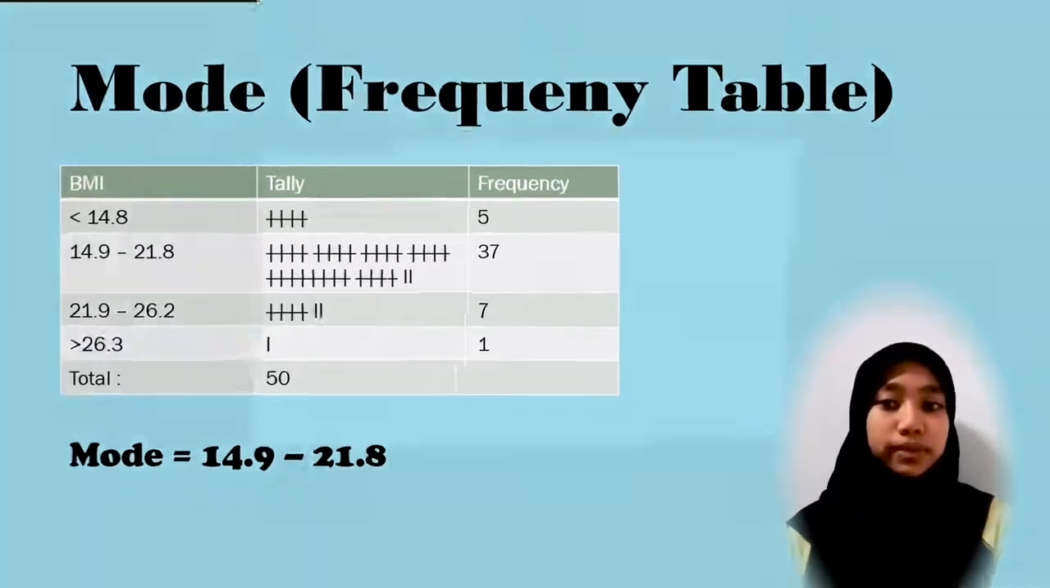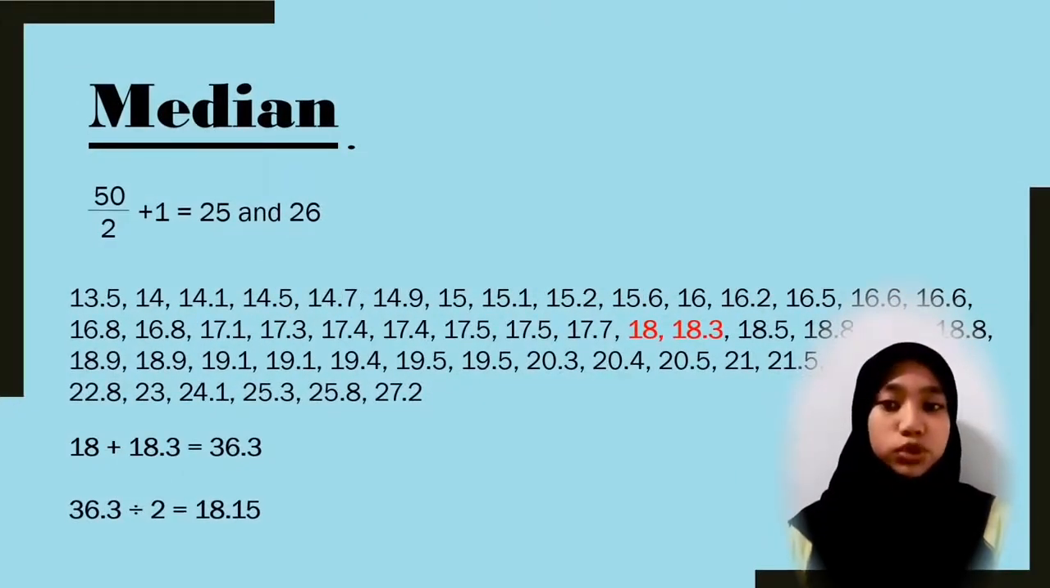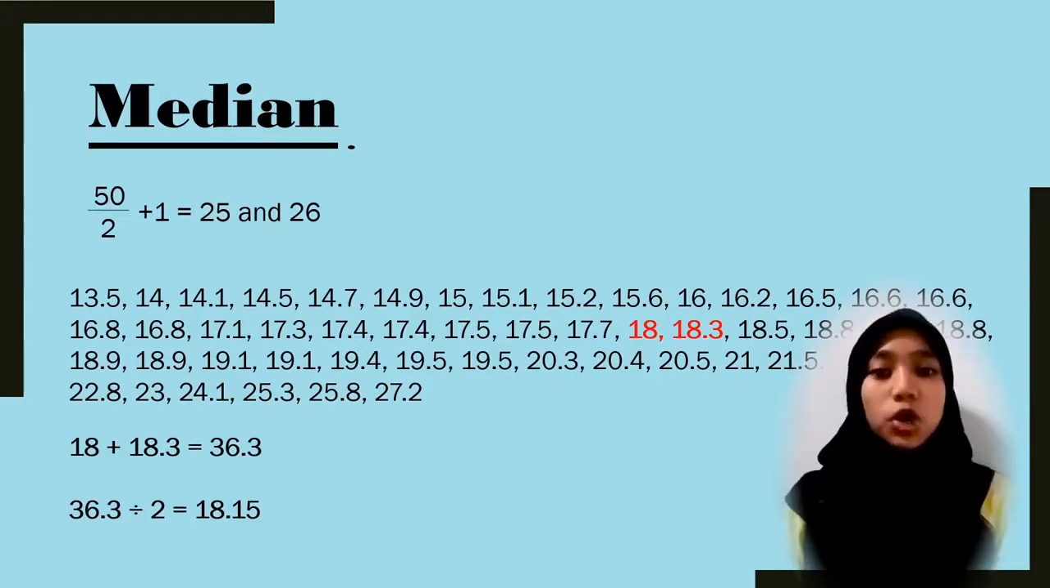Lastly, median. For median, the number of student BMI is 50, that is an even number. So using the formula n over 2 plus 1, our calculation will be 50 over 2 plus 1. The answer is 25 and 26. We arrange the numbers in ascending order, and the 25th and 26th numbers are 18 and 18.3. Since they are even numbers, we have to add both of them and then divide by 2. The final answer is 18.15.